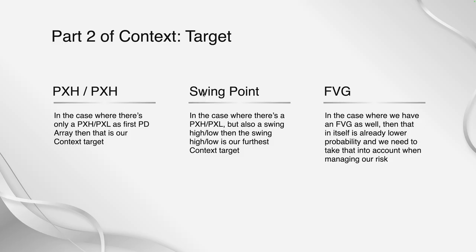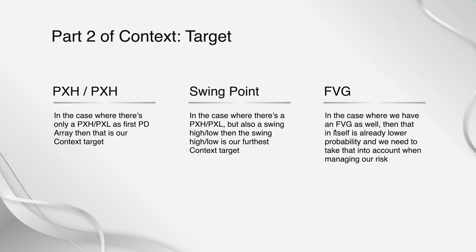We have the swing point. And in the case where there's a previous candle high, previous candle low, but also a swing high or low, then the swing high or low is our furthest context target. So the context actually becomes the swing point instead, not the previous candle high, previous candle low.